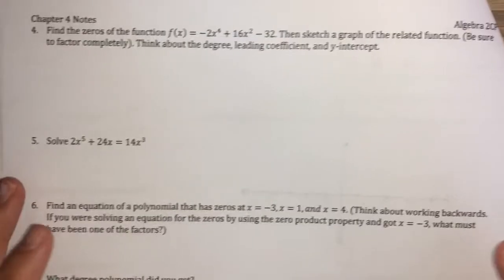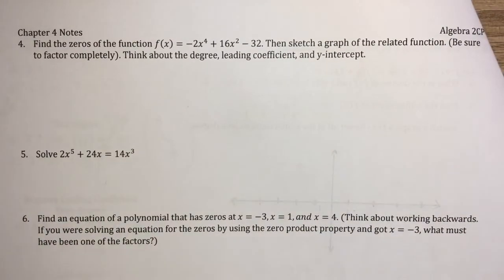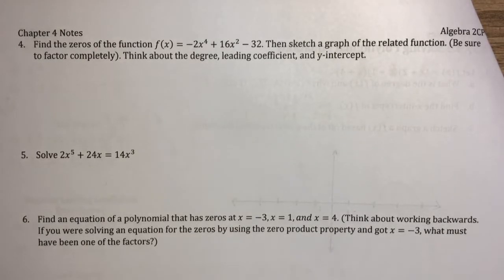And then for number 4, it says find the zeros of the function f of x equals negative 2x to the 4th plus 16x squared minus 32, and then sketch the graph of the related function. We want to make sure we factor it completely, and then we need to consider degree, leading coefficient, and y-intercept. So if we want to find the zeros, that's essentially just solving it.